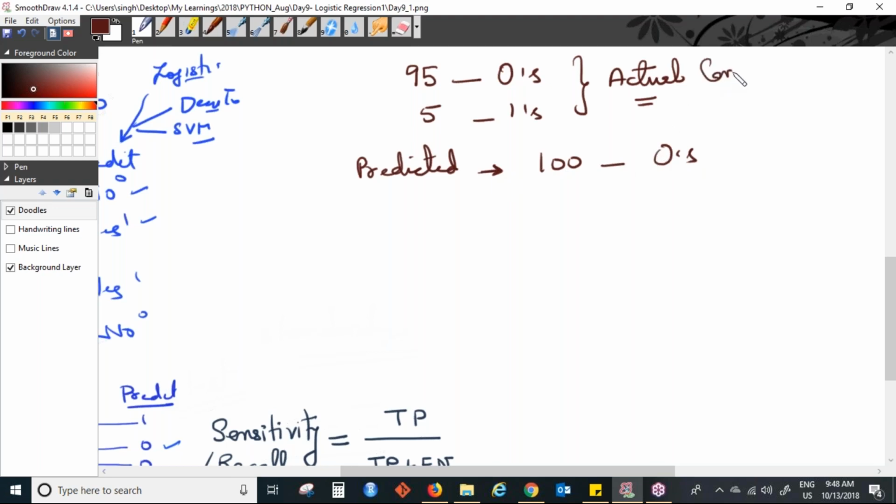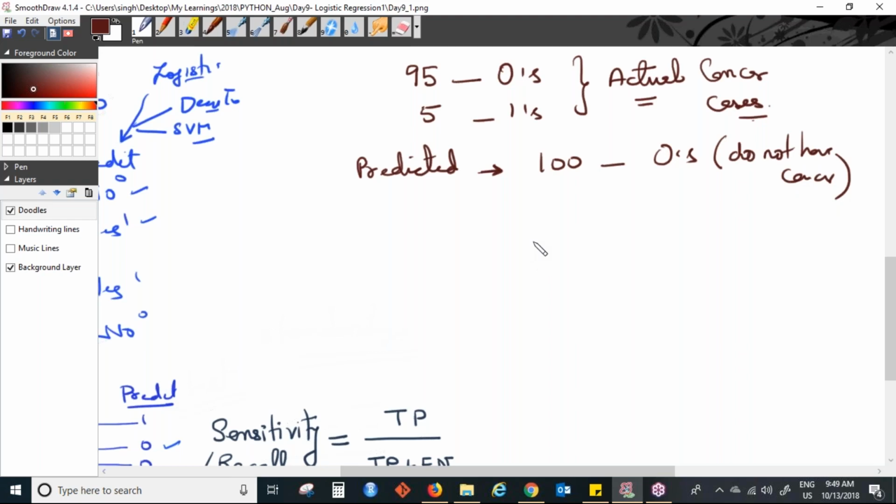So let me say these are actual cancer cases. You have received 100 patients. Out of that, 95 do not have cancer, and 5 of them have cancer, and you predicted that all 100 are zeros, or all hundred do not have cancer. Is this prediction good or is this bad?